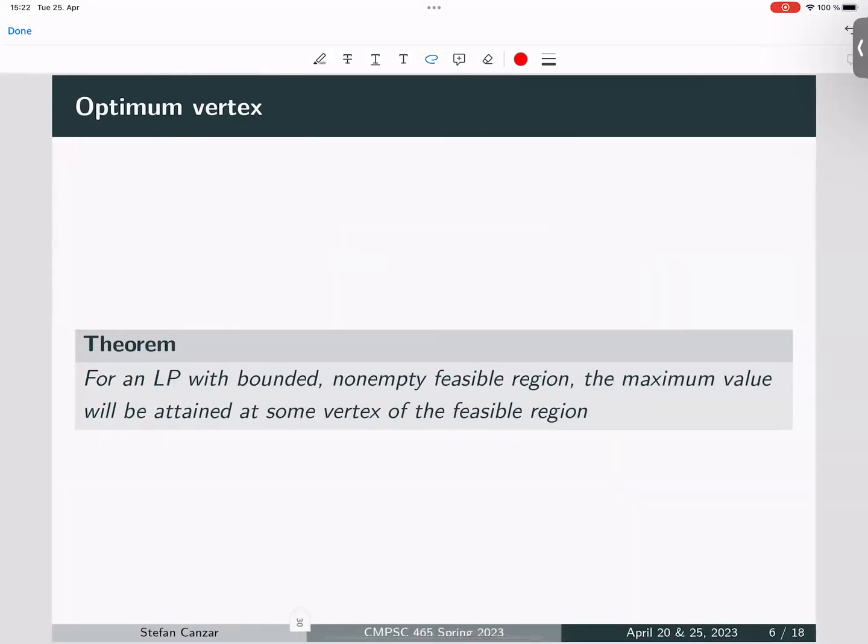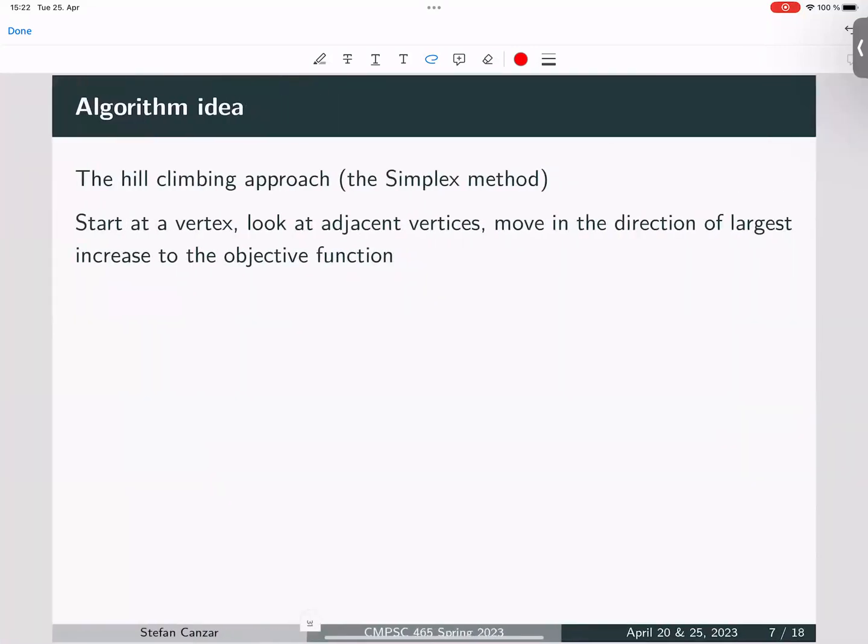Any questions so far? Because now, based on this insight that the optimal solution always lies on a vertex, let's try to come up with an algorithm that finds such a vertex. And I again only want to give you the visual intuition of this algorithm. It's a very famous algorithm.